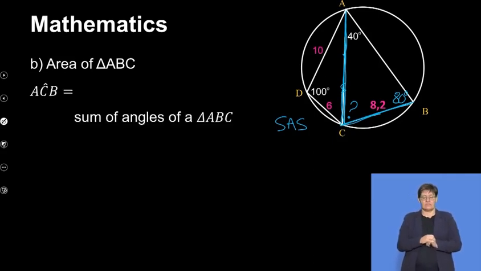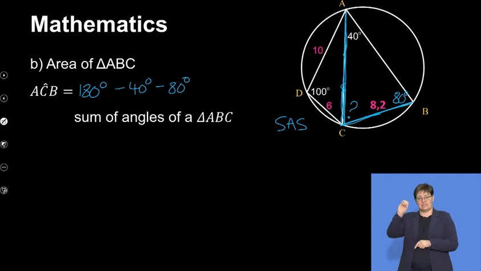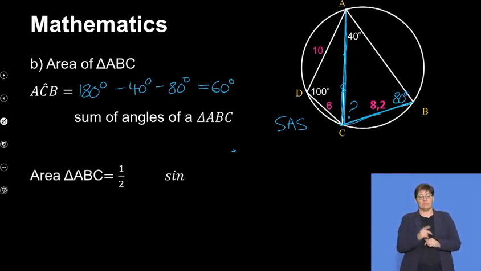So let's do that calculation quickly. Angle ACB will equal 180 degrees minus 40 degrees minus 80 degrees, and we're going to end up with it being 60 degrees. Okay, and that's just by doing the sum of angles in triangle ABC. Now to plug our values into our area rule. Remember, area is equal to half times AC times BC times sine of the angle in between, and the angle in between we just found to be 60 degrees.